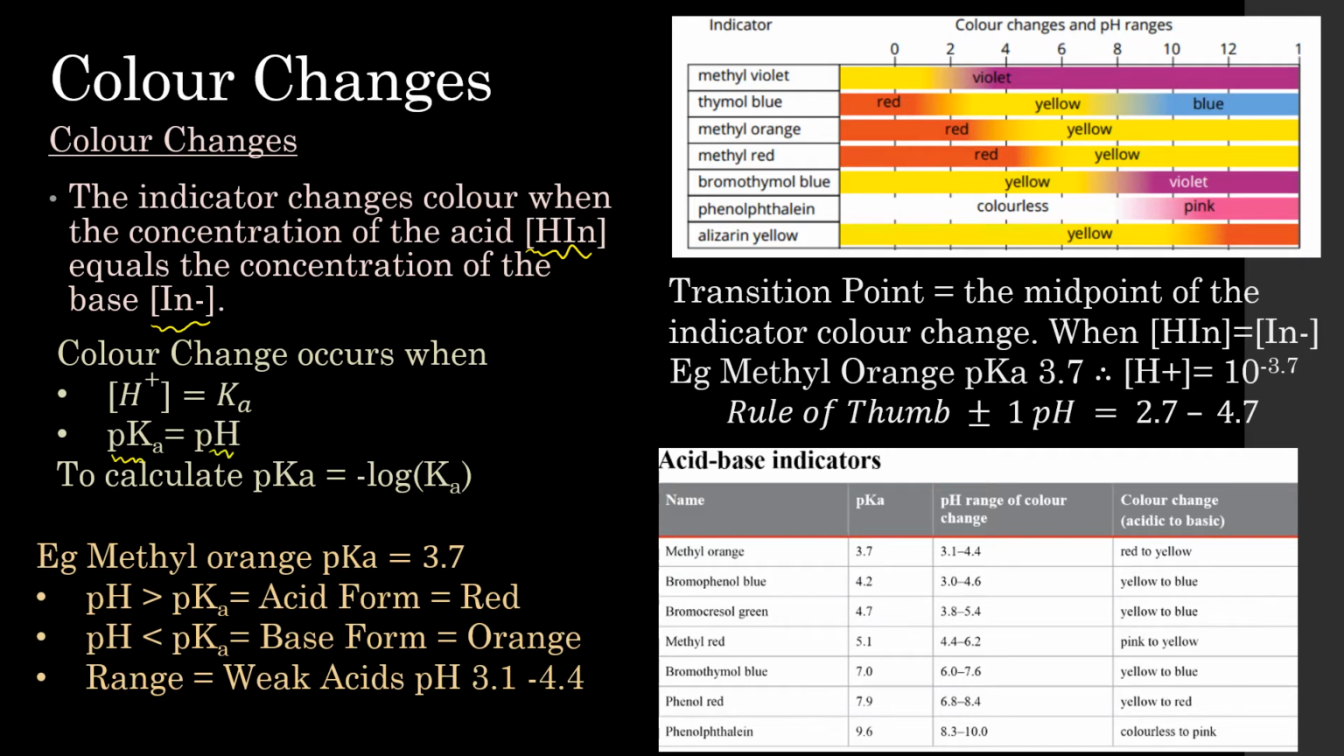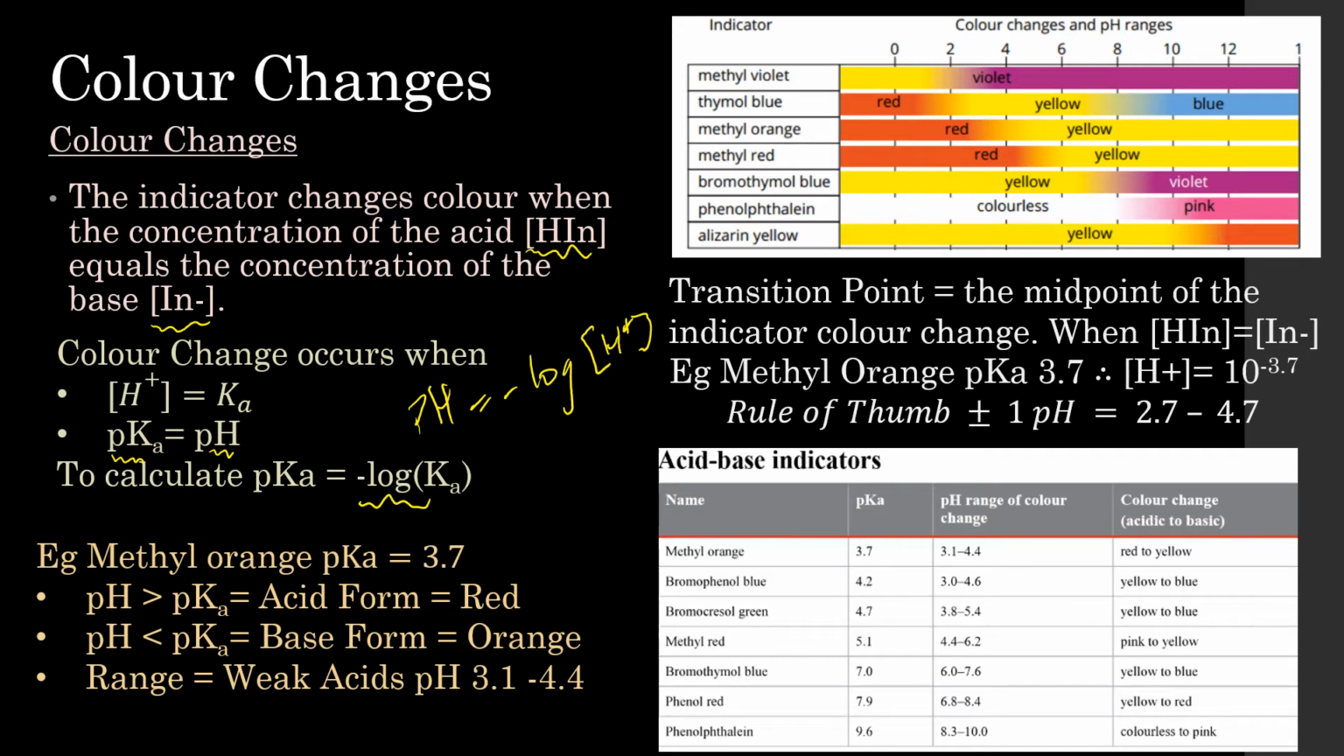Now to get the pKa, just like we get the pH, so remember that pH is what? The negative log of the concentration of the hydrogen ion. So it follows then that the pKa is just the negative log of the acid dissociation constant.